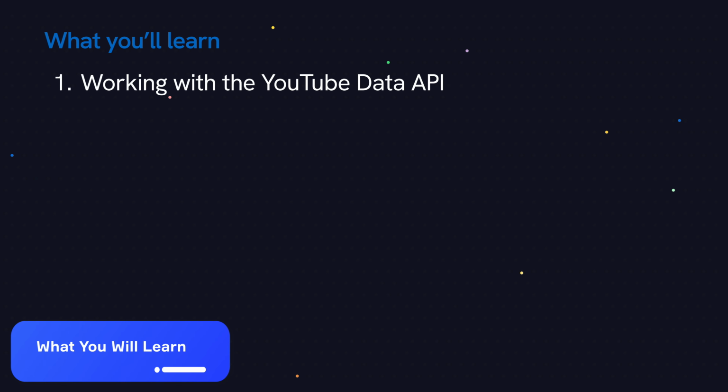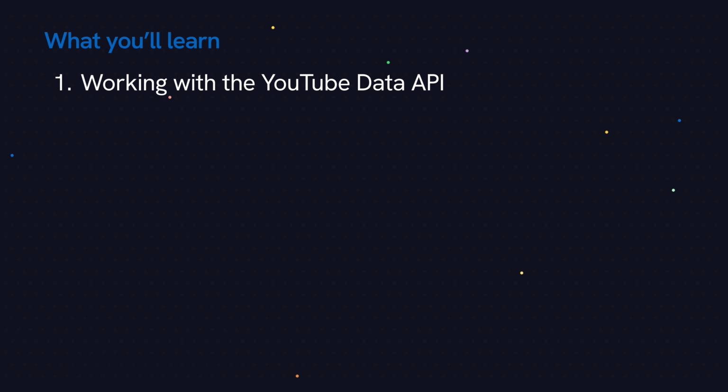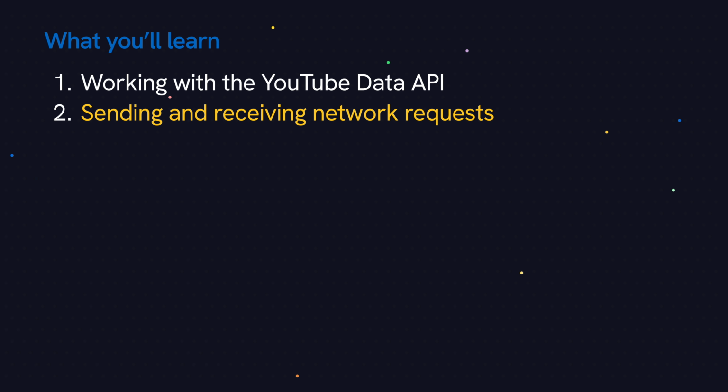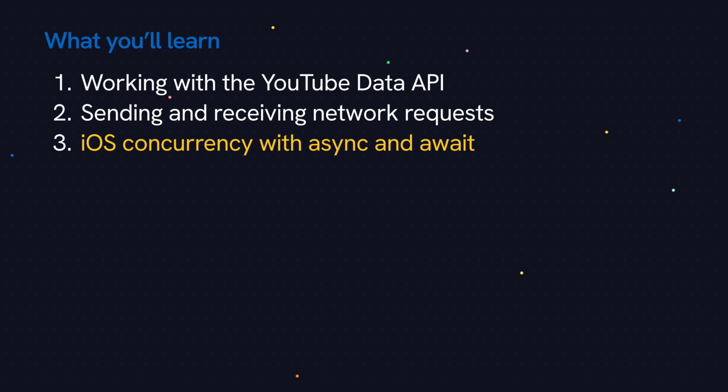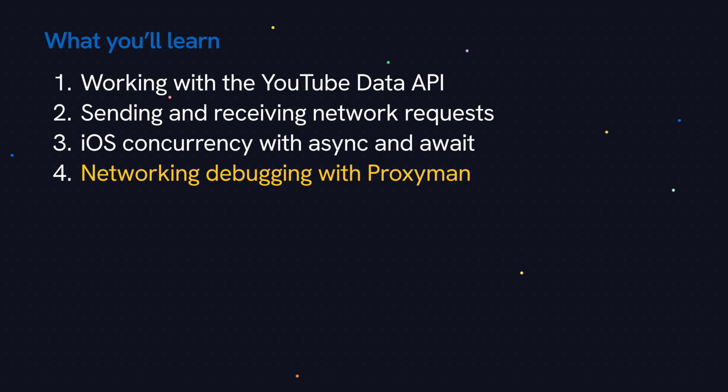All right, so by completing this app, you're going to learn how to work with the YouTube Data API. You're going to learn how to send and receive network requests to and from your app. And in doing so, you're going to learn a little bit about iOS concurrency, especially using async await. And through the process of doing this, we're going to need to be able to debug and troubleshoot our network issues. And we're going to learn how to do that using Proxyman, a free third-party tool.